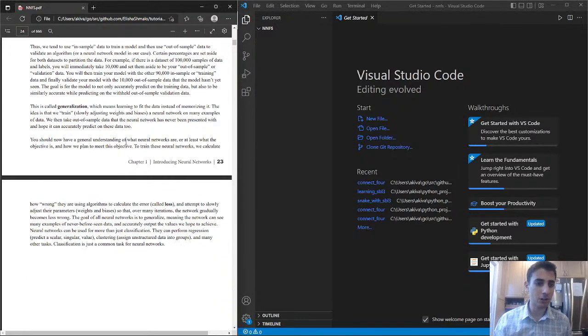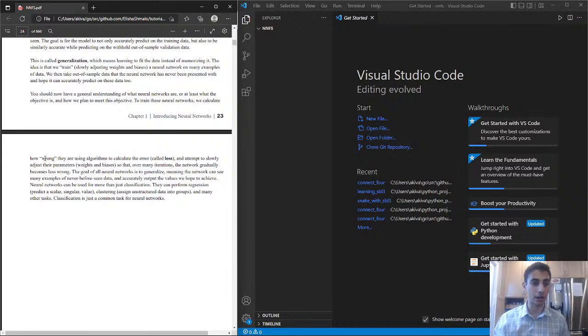You should now have a general understanding of what neural networks are, or at least what the objective is, and how we can plan to meet this objective. To train these neural networks, okay, this is important, we calculate how wrong they are, using algorithms to calculate the error. These are called loss algorithms.